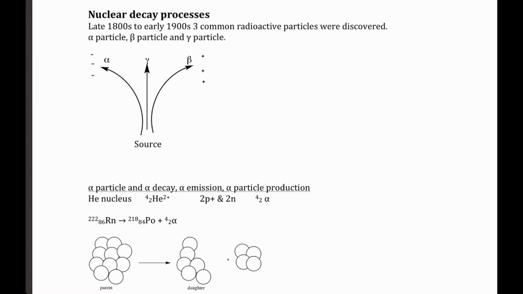Alrighty, so the nuclear decay processes, our next section. In the late 1800s to early 1900s, 3 common radioactive particles were discovered. They were named the alpha particle, the beta particle, and the gamma particle. Studying them, it was found that the alpha particle is attracted to the negative pole of an electric field. Therefore, it has a positive charge. The beta particle was attracted to the positive pole. Therefore, it has a negative charge. And the gamma particle was not affected by either, so it is neutral.